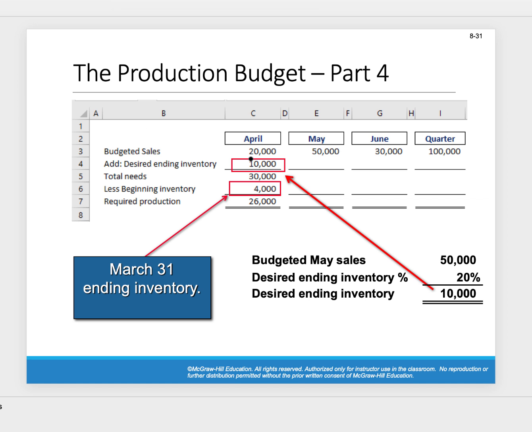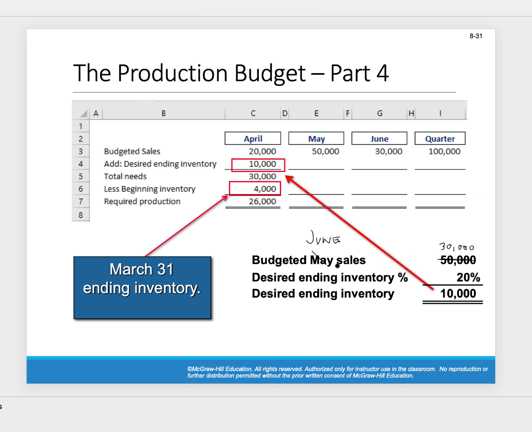Okay, I'm going to draw. All right, so let's think about this. The desired ending inventory. Well, desired ending inventory, I want to have 20% of June sales. Okay, well, what are June sales? June sales are $30,000. Okay, I want to have 20% of that.